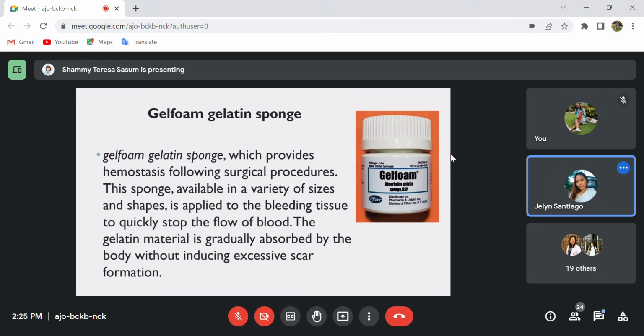Gelfoam gelatin sponge provides hemostasis following surgical procedures. This sponge, available in a variety of sizes and shapes, is applied to the bleeding tissue to quickly stop the flow of blood. The gelatin material is gradually absorbed by the body without inducing excessive scar formation. Usually, ginagamit siya sa cats and dogs.